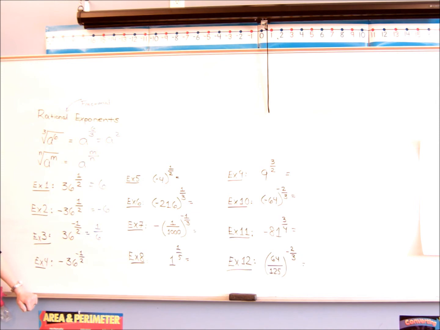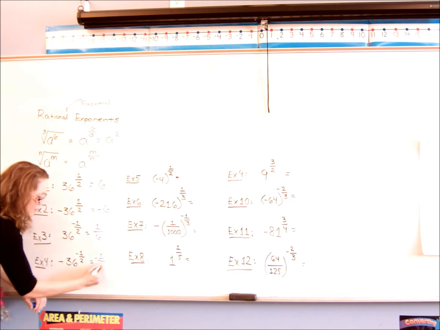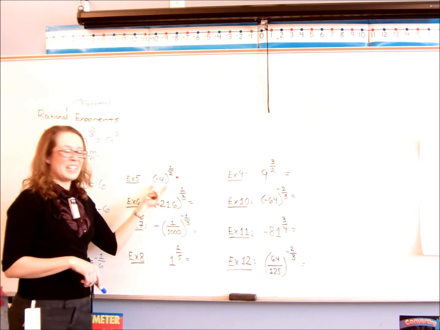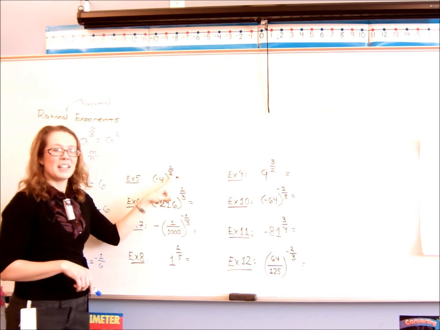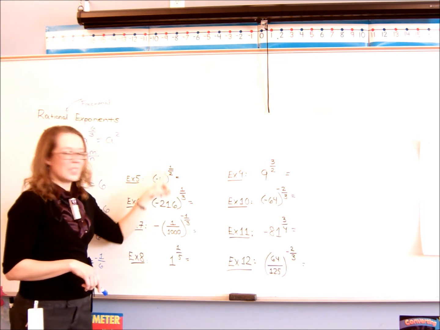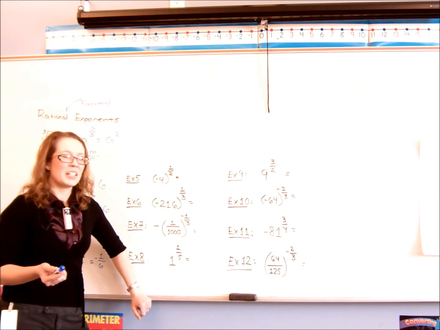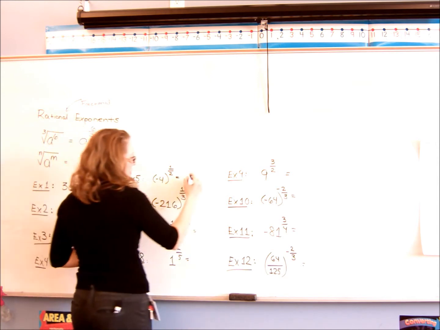Okay, number 4. Really the same thing, just getting lots of little practice. This says opposite of 36 to the negative 1/2. So the opposite of 1/6 is? Very good. Okay, number 5. Different number inside. -4. What type of root is that? Square. I don't have to do anything with this right now. Square root. What's the square root of -4? 2i. Thank you.